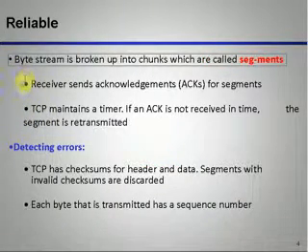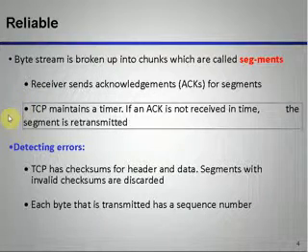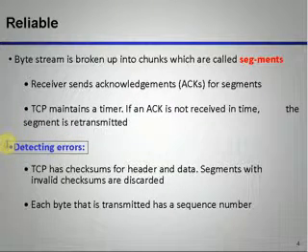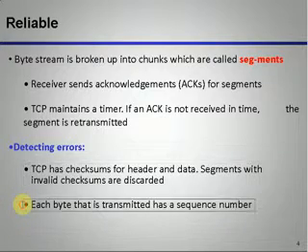The byte stream is broken up into chunks which are called segments. The receiver sends acknowledgements, ACKs, for segments. TCP maintains a timer. If an ACK is not received in time, the segment is retransmitted, detecting errors. TCP has checksums for header and data. Segments with invalid checksums are discarded. Each byte that is transmitted has a sequence number.